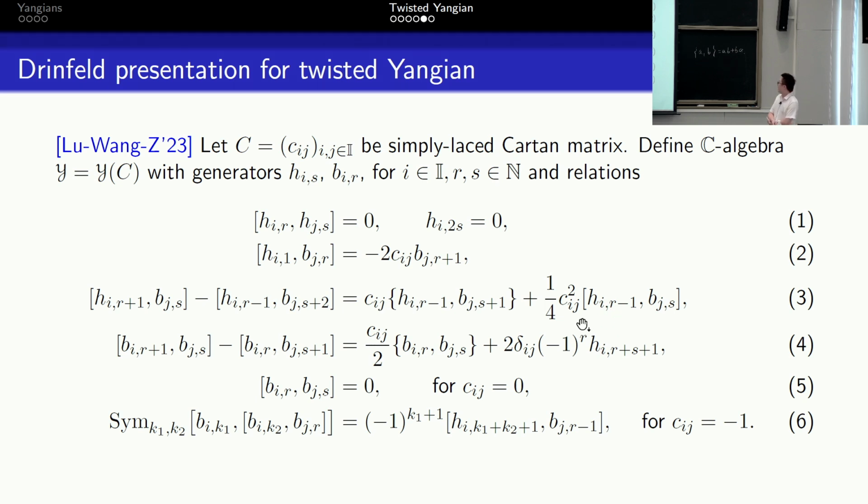And the next 2 relations are the Serre relations. In the case of the Yangian, the right-hand side of the Serre relation is 0. But in this case, you have some non-zero term. Actually, determining this non-zero term is one of the technical parts of our work.